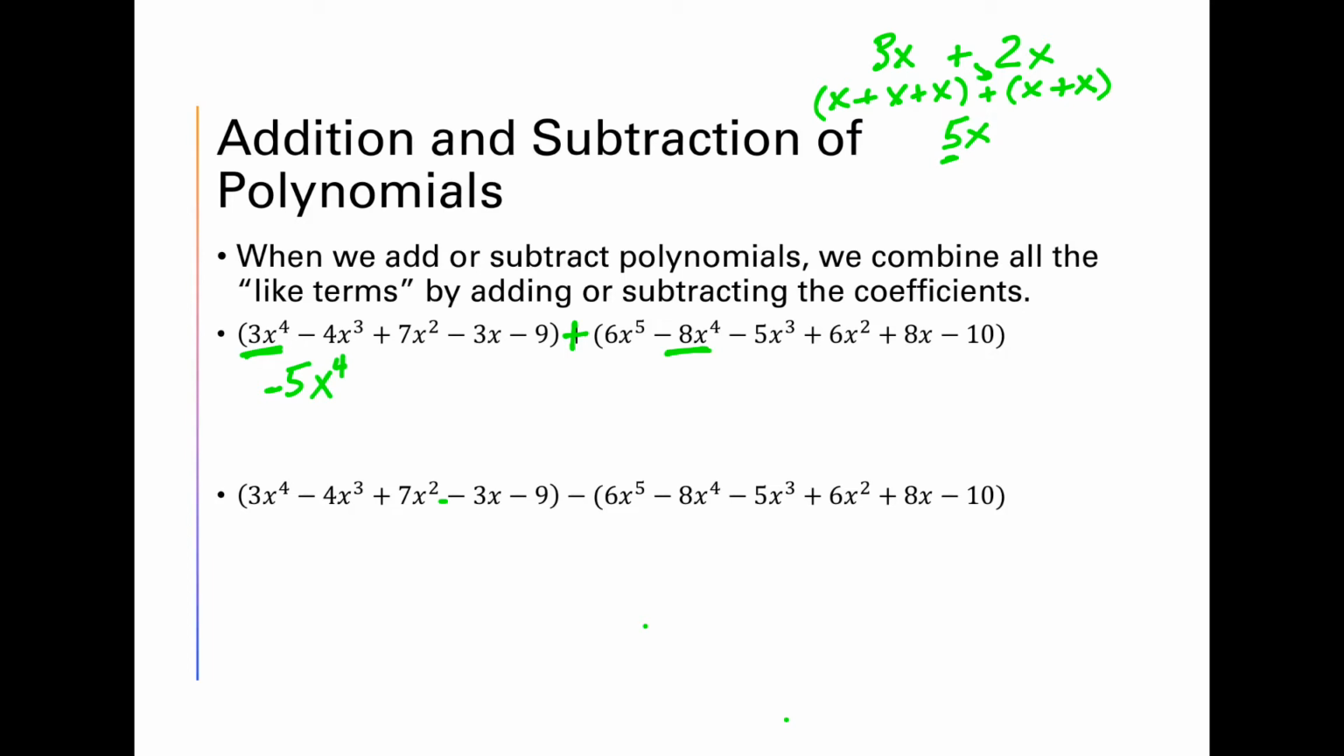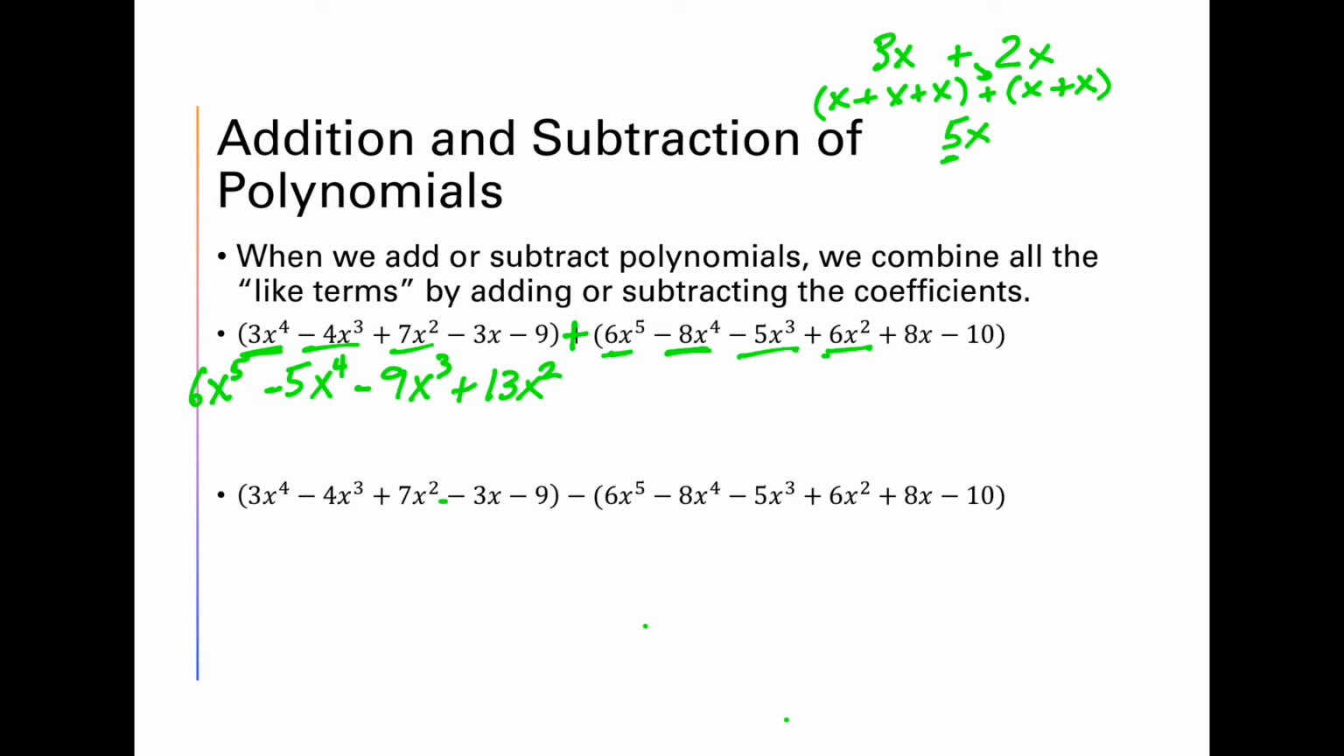I did want to go back here. Notice that I did have an x to the fifth. These are written in descending order, and there is no other x to the fifth, so I'm just going to rewrite 6x to the fifth. That stays by itself because there are no like terms to add with it. Then we have a minus 4x to the third and a minus 5x to the third. Minus 4 plus minus 5 is minus 9, so minus 9x to the third. And then we have 7x squared and 6x squared. They're both positive, so that gives me 13x squared.